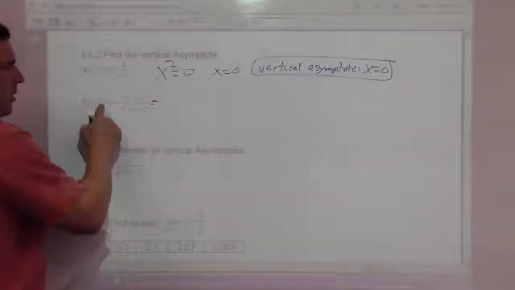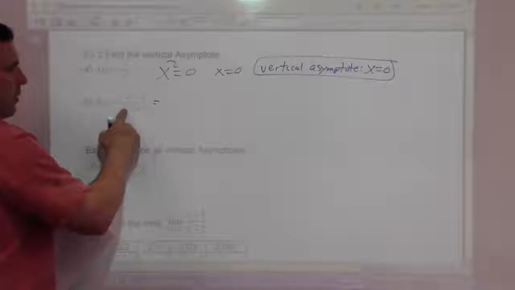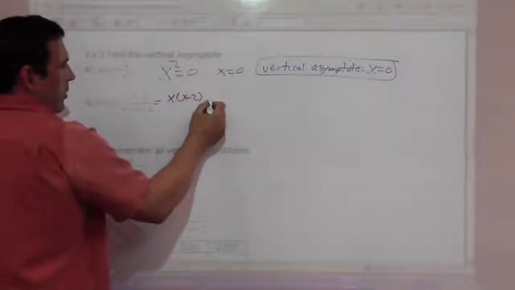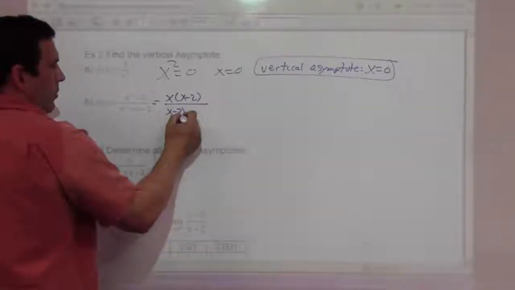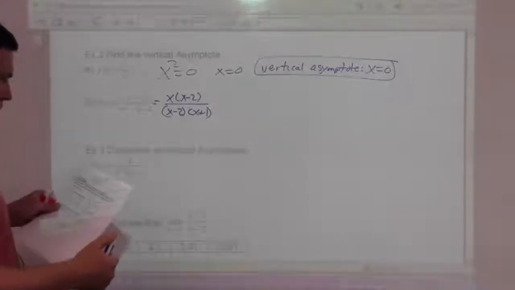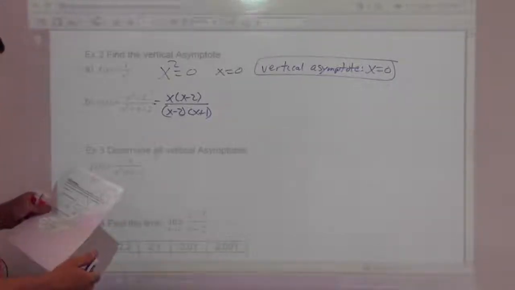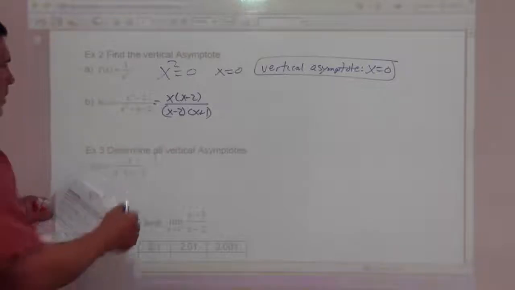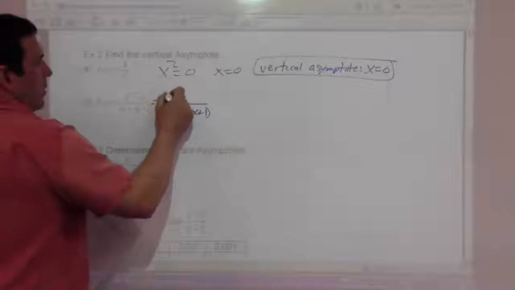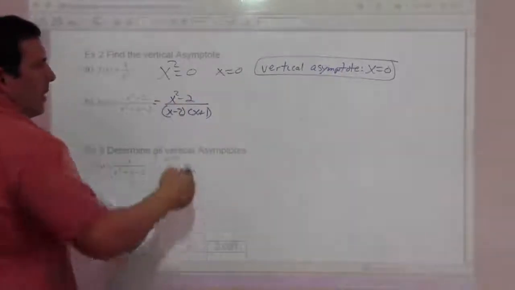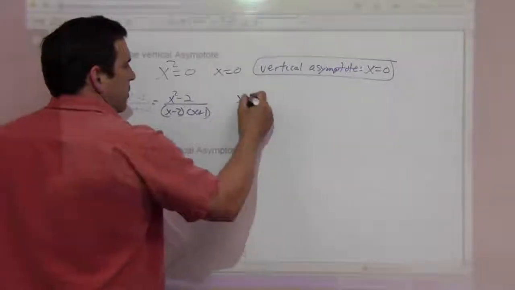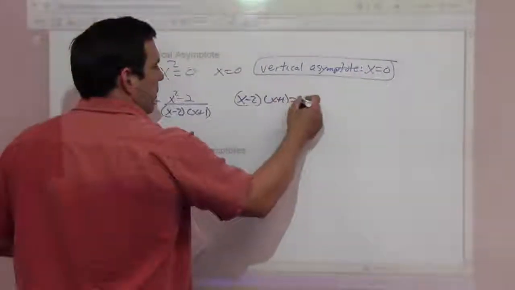In the next case, h of x equals x squared minus 2 over x squared minus x minus 2. This is x times x minus 2 over x minus 2 times x plus 1. Oh, that's not 2x. I'm sorry. I thought I was going to have a 2x there. So just x squared minus 2 on top. Nothing's going to factor in the numerator. We can't cancel.